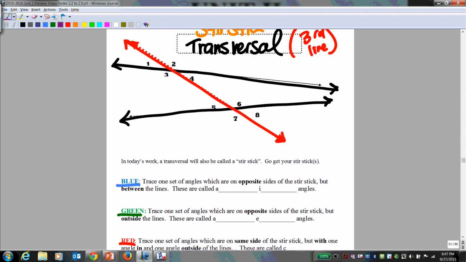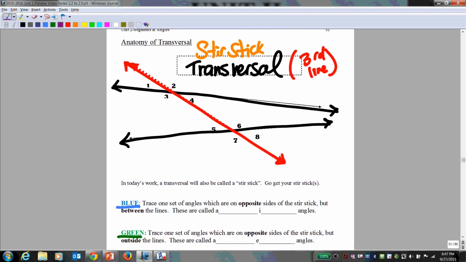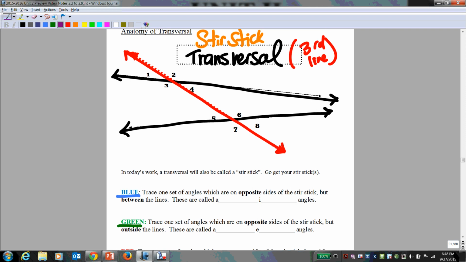Okay, now these are all pairs of angles, so they're talking about relationships to each other. We have this in families. We have mother and daughter. There's a relationship there. We have aunt and niece. There's a relationship there. Uncle, nephew, relationship. Cousin to cousin, there's relationship. All those words describe relationships between people as related in a family. The next four terms, four types of angles I give you, they're all talking about relationships of angles in reference to a stir stick. Ready?